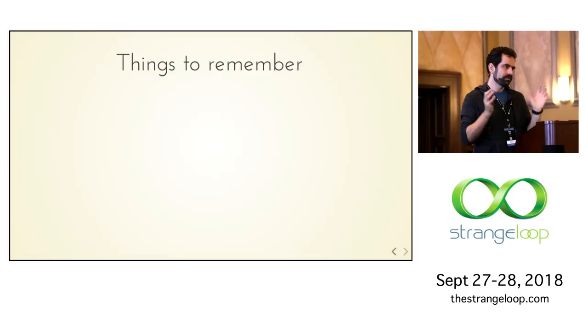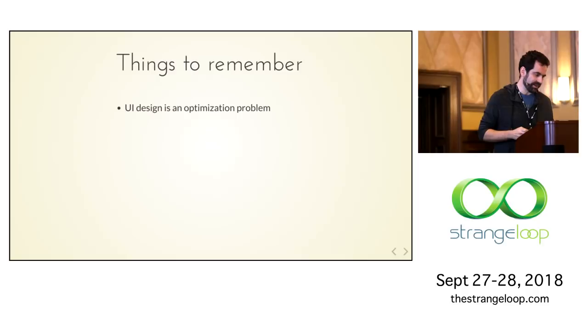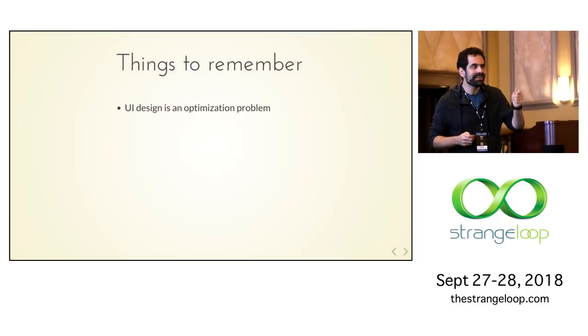So, what are things to remember from this talk? There are just a few key observations I want you to take away. One is, UI design is an optimization problem. It's an algorithms problem, and it is best handled when you think about it that way.